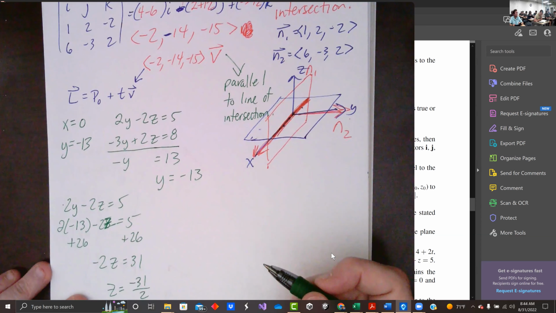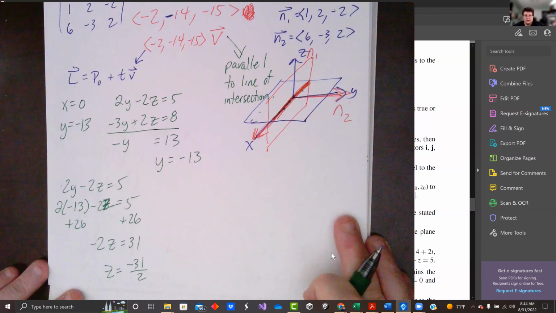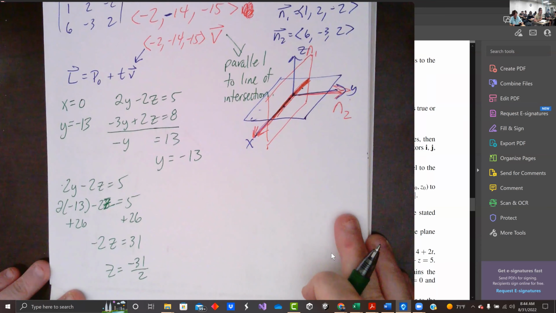Could you bring the paper down? Can I what? The paper, you were starting to cut off. Okay.